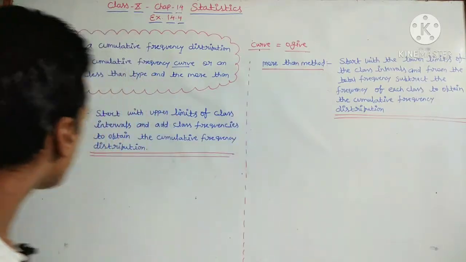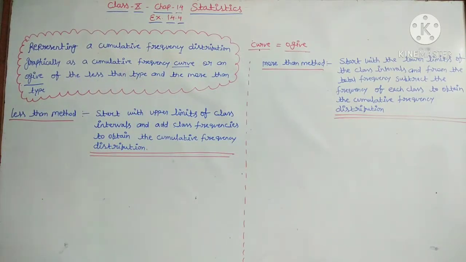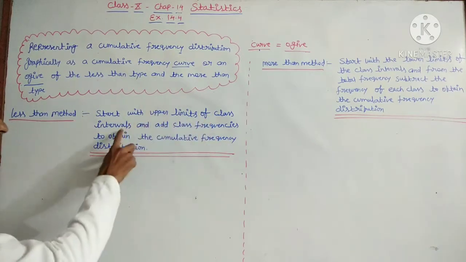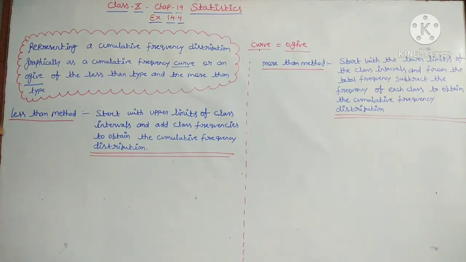Okay, so here we will talk about the less than method. In this method, we start with the upper limit of the class intervals and add class frequencies to obtain the cumulative frequency distribution. Look at the example and you can understand what the method is.